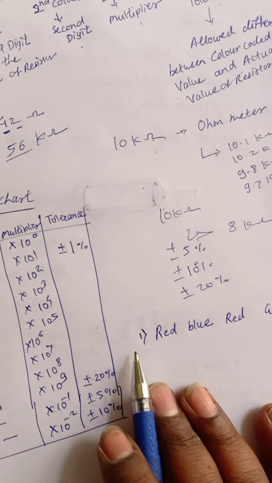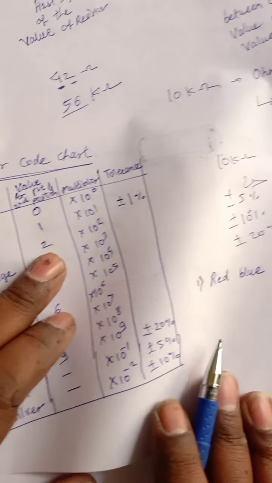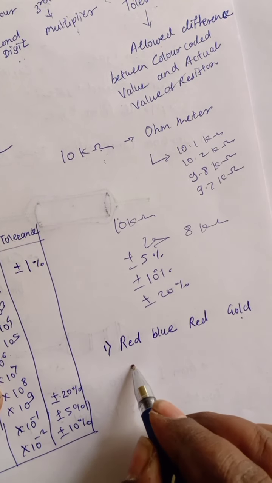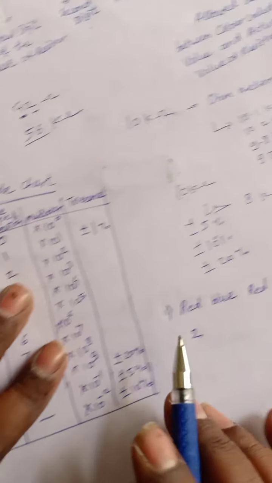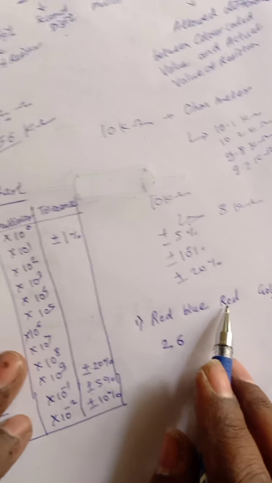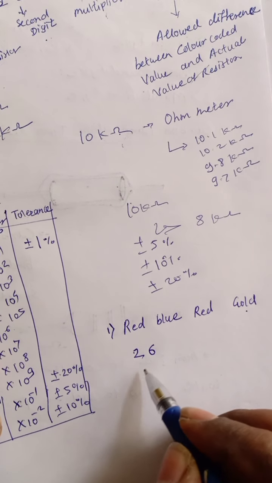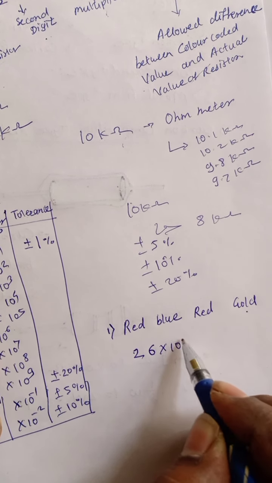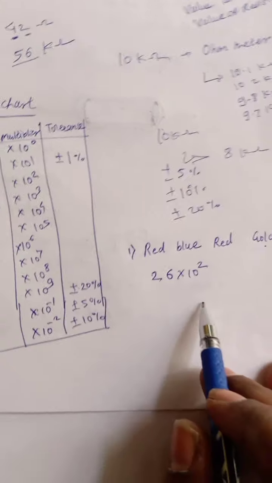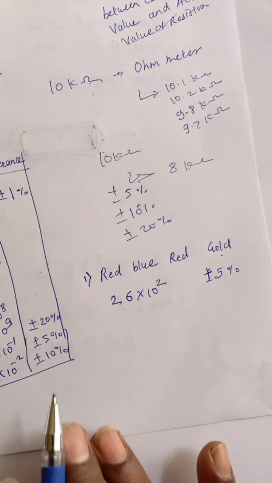Red is at the first position, so it indicates 2. You write down the first digit 2. Blue is 6, so you write down the 6. Then red is at the third position, which is the multiplier position, so red is 10 raised to 2. You have to multiply this 26 by 10 raised to 2. And gold is a plus minus 5% tolerance.